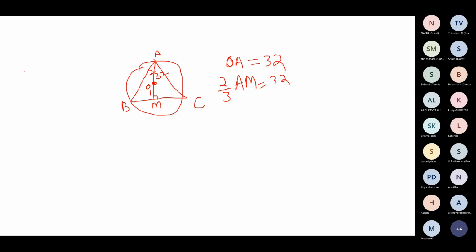If you don't understand that, let me write it like this for you. What is OA by AM? Tell me, children, what is OA by AM? How much is OA, children? How many parts is OA?